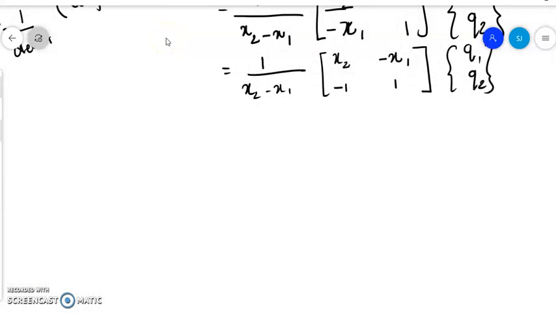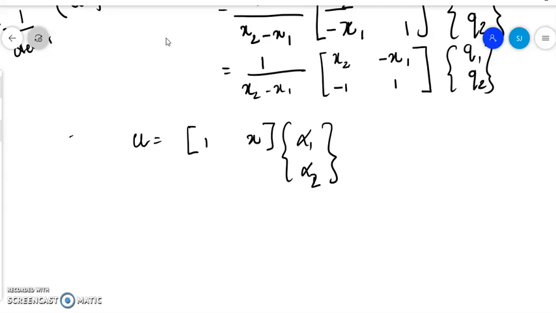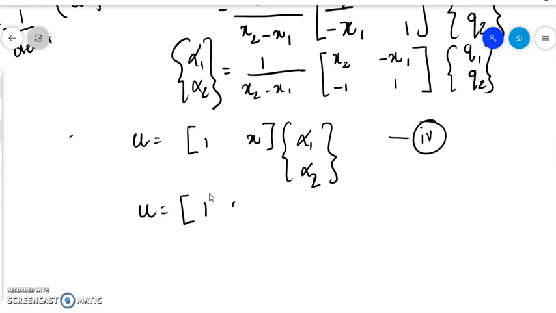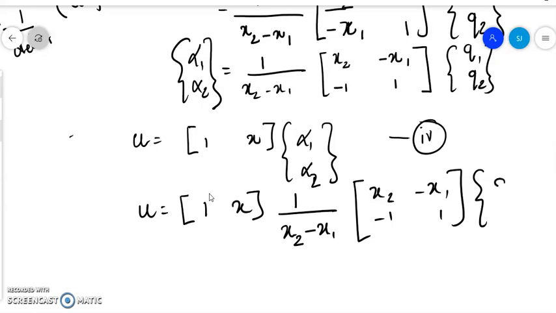Now writing equation 1 in matrix form, we had u equals alpha 1 plus alpha 2 x. We'll label this equation as 4. I will be substituting these values of alpha 1 and alpha 2 in this equation 4. So we have 1 x, times 1 upon x2 minus x1, the matrix, and the displacement matrix q1 and q2.